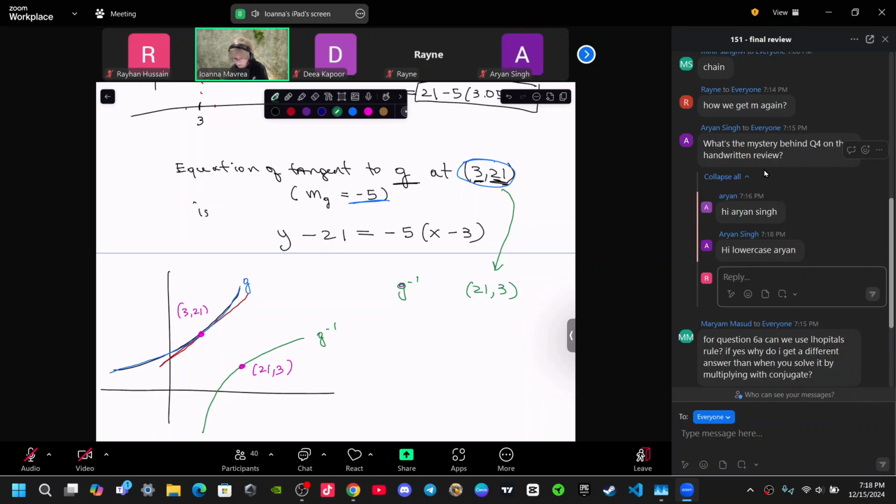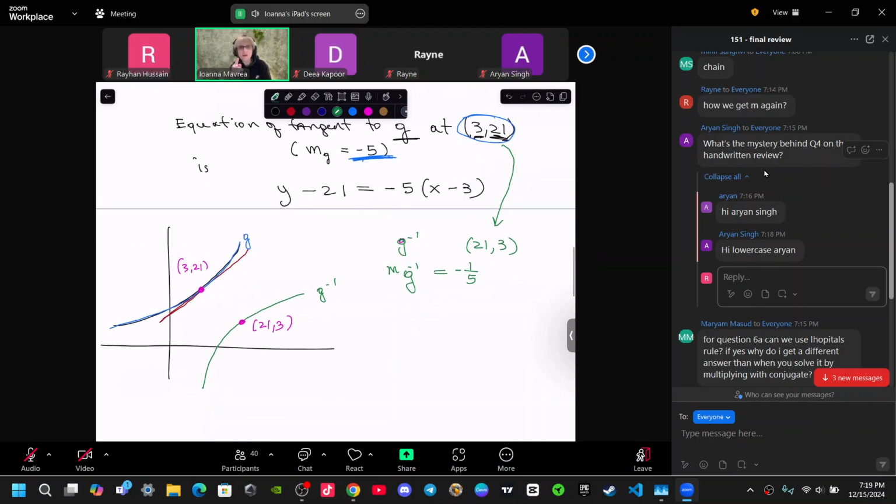What would the slope be? If the slope of the blue function is -5, what would the slope of the inverse be? Yes, it's just the reciprocal. Okay, it's just the reciprocal. So that's what they did here.